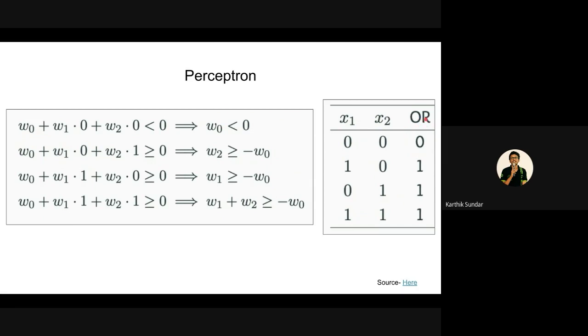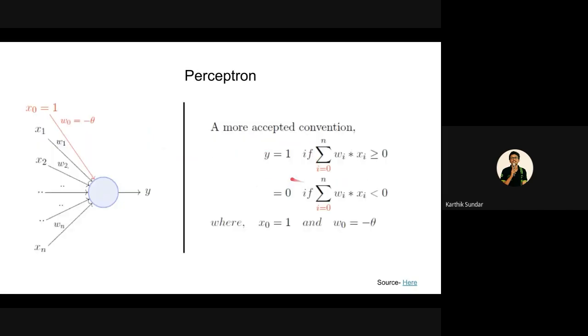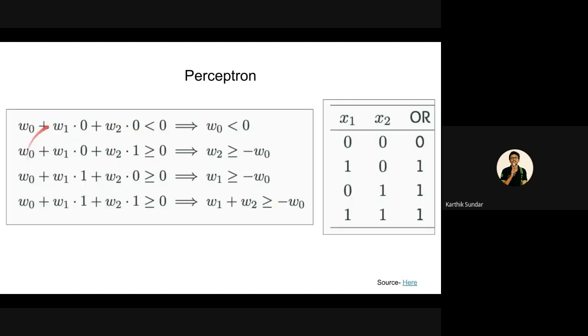Here the output is 0, so this must be less than 0. But in all other 3 cases, the output is 1, so it should be greater than or equal to 0. You understood, right? We are writing the equation for our function. So W0 plus W1 X1 plus W2 X2 is greater than or equal to 0 if the output is 1, and W0 plus W1 X1 plus W2 X2 is less than 0 only if the output is 0. See, only in the first case the output is 0. So we are writing the equation in such a form.